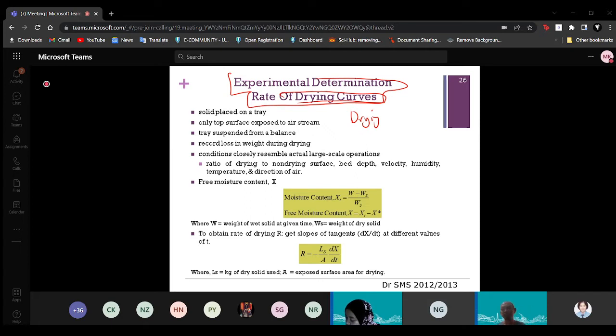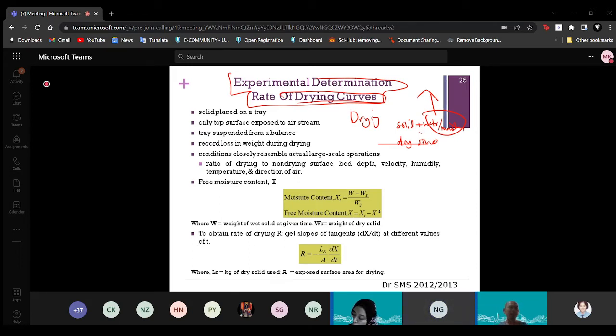We are separating something. In drying, normally you have a solid, and in your solid you have water or moisture. We want to remove this away from the solid. When the solid is without water or moisture, you have a dry solid. So this is drying. Drying is you dry something.